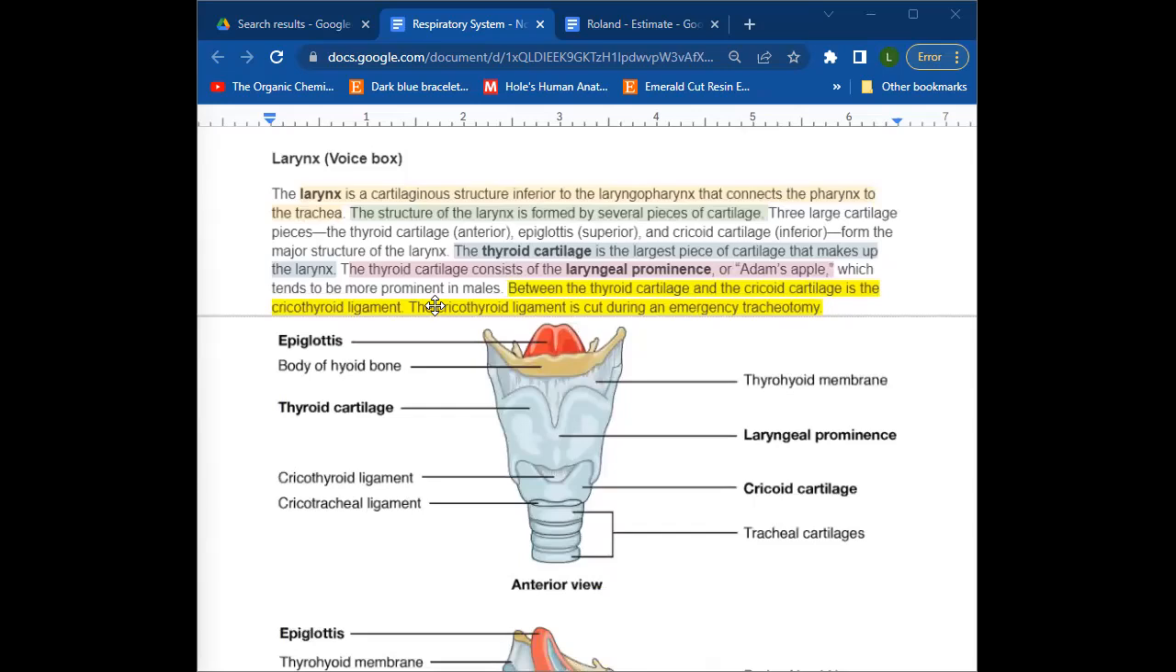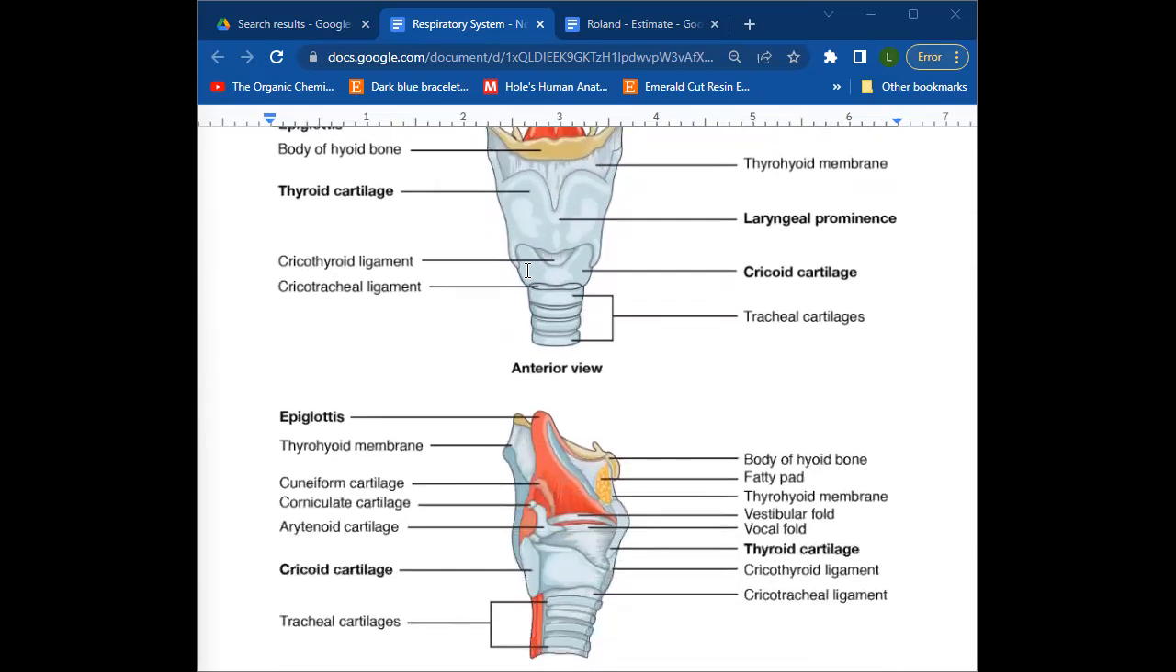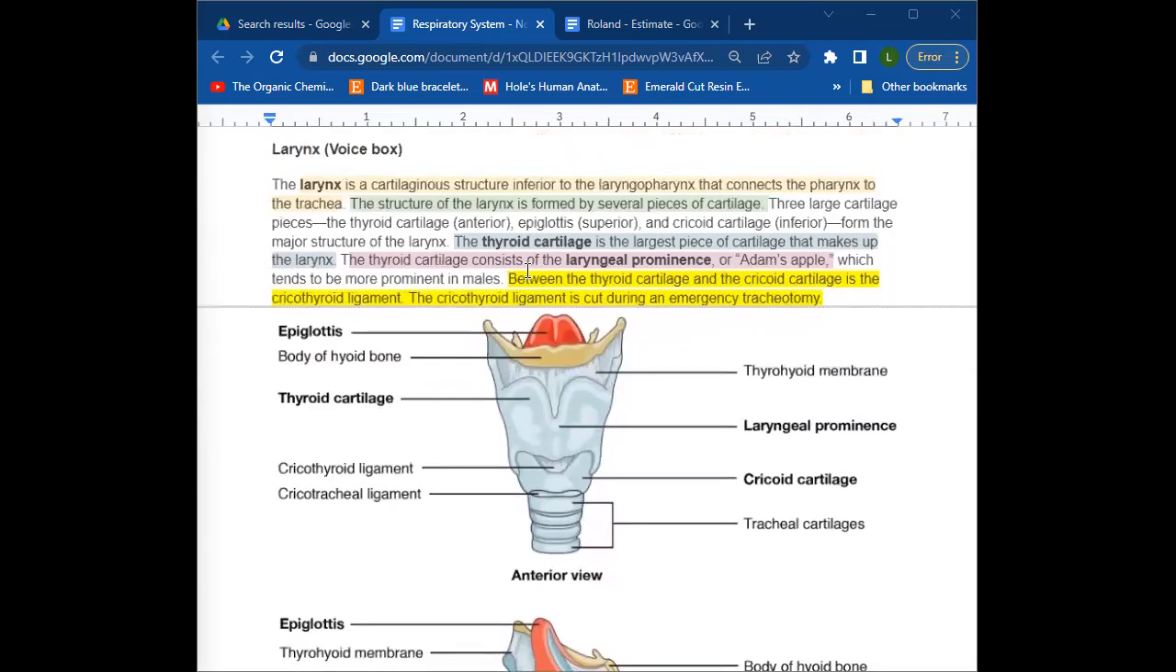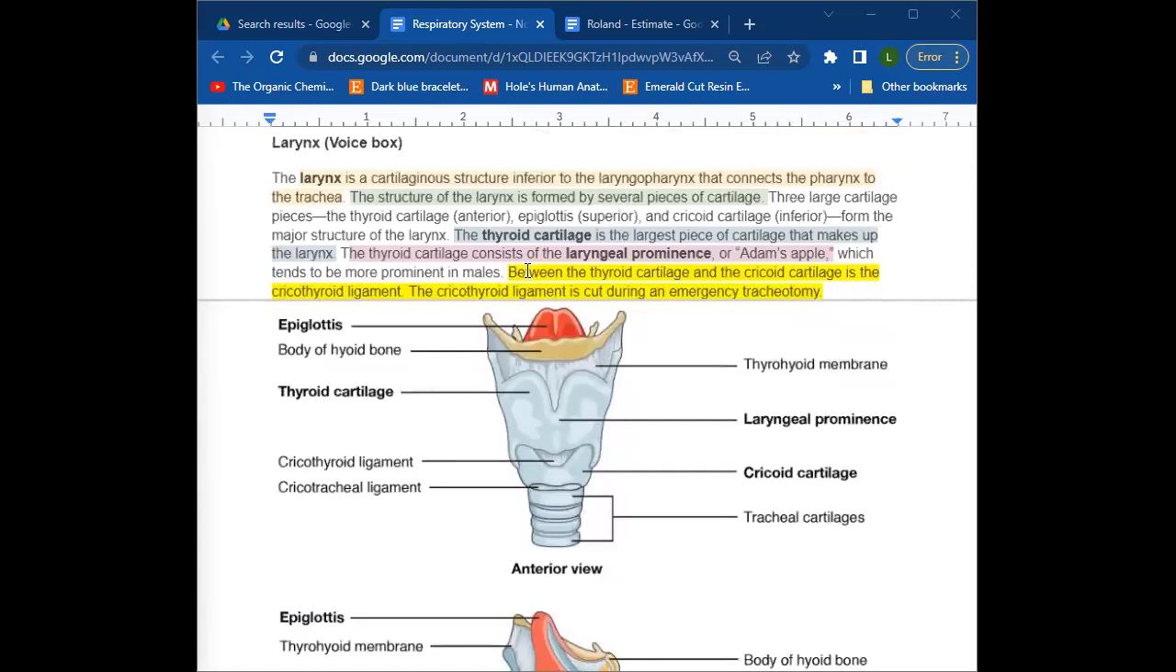Okay, now the larynx is supposed to be the vocal cords. So we need to know that the larynx, like I said, does contain the vocal cords, but it has other pieces of cartilage in it that are important. There's a thyroid cartilage, a cricoid cartilage, and then also an epiglottic cartilage. So the thyroid cartilage is the largest piece of cartilage that makes up the larynx.